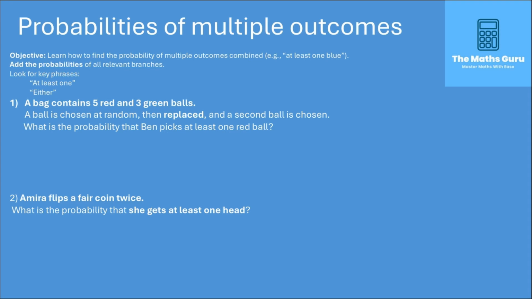Okay, now we have to look at another concept that comes up in this topic, so the probabilities of multiple outcomes. So we need to learn how to find the probability of multiple outcomes combined. And this comes in the form of at least one blue, or either red or blue, or something like this.